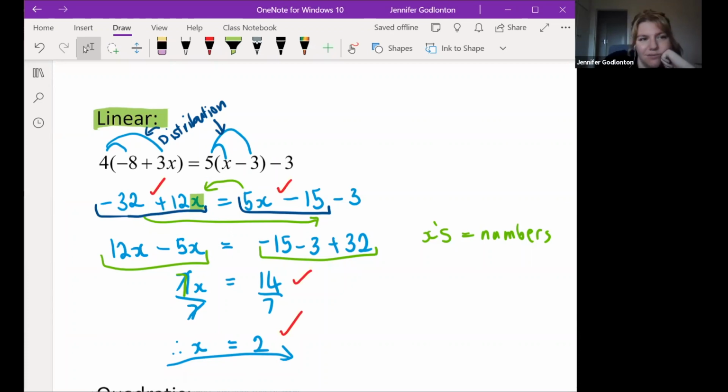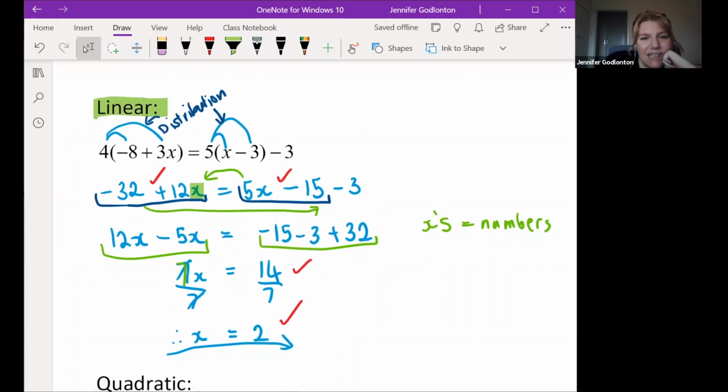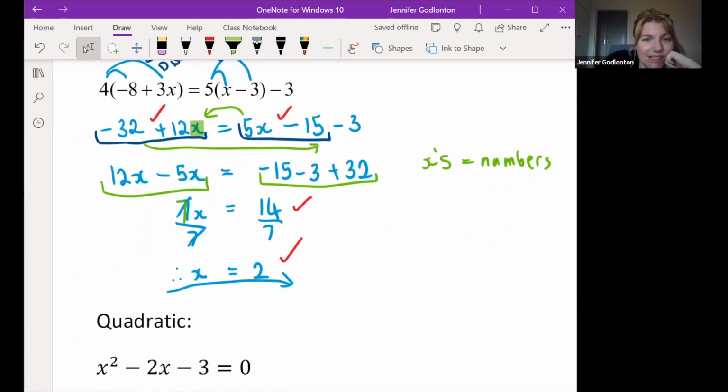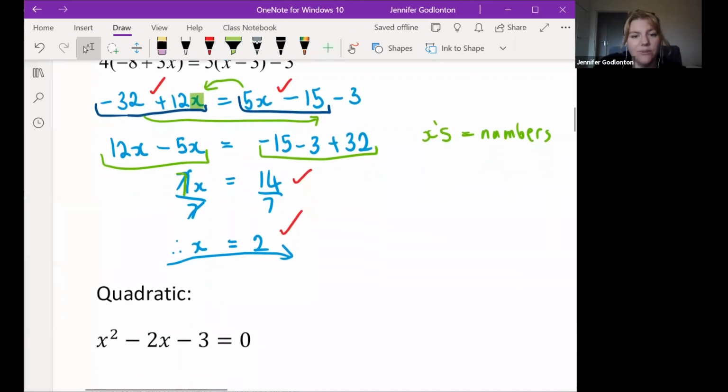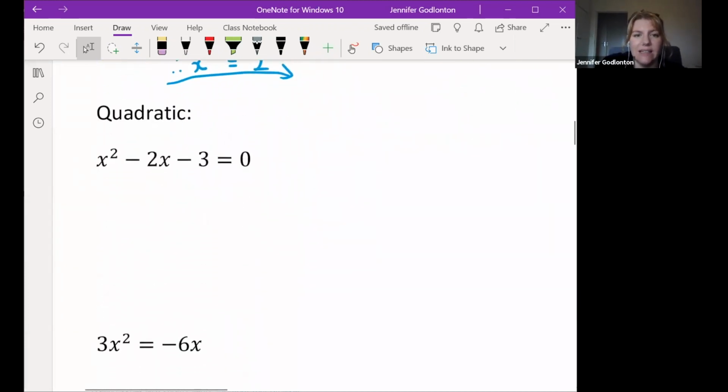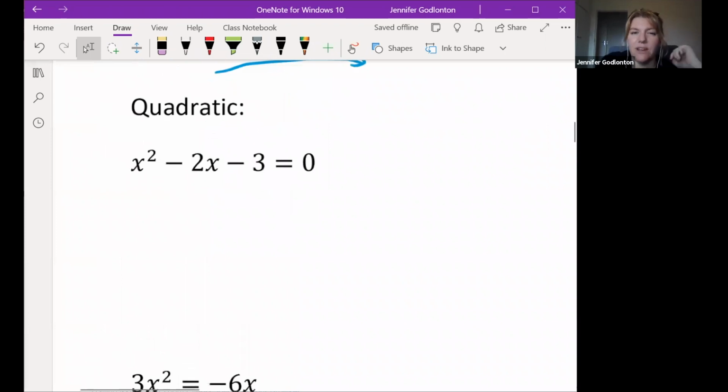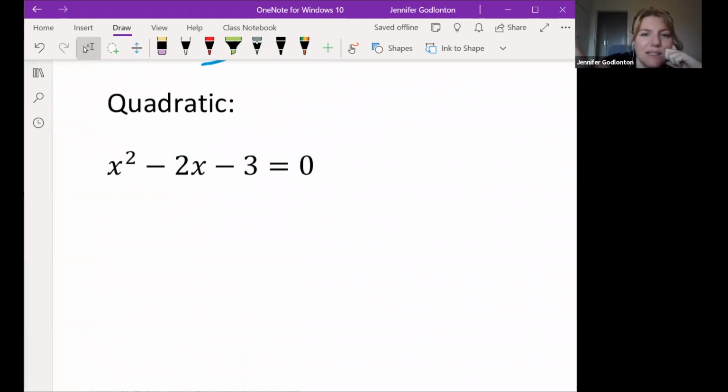Okay. Cool. So next one we're going to deal with is a quadratic. We're going to do a couple quadratic equations. The first one that we are going to look at is this one over here. So we've got x squared minus 2x minus 3. Now this is a quadratic, so it is different to a linear.